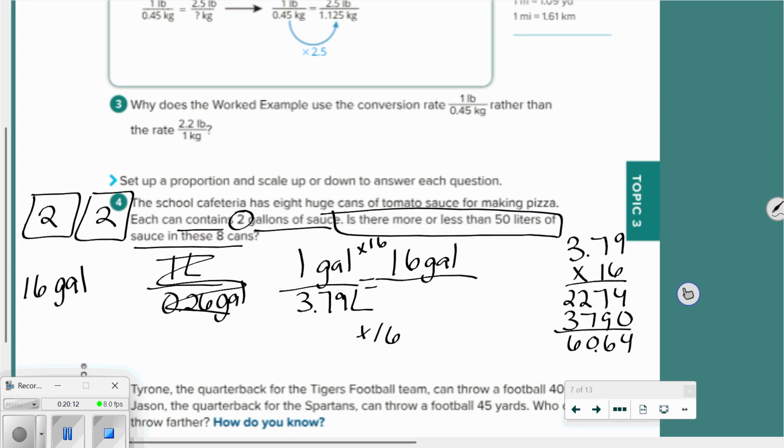First of all, if I round this to the nearest whole number, 3 and 79 hundredths turns into what? 4 times 16 is what? 64. So I know it's going to be close to 64. My answer is actually 60 and 64 hundredths. And that's liters. So is that more or less than 50 liters? More. They have more than 50 liters of sauce. Make sense? Guys, it is just making equivalent fractions. I don't know why y'all try to do it different ways. Just do it the way we do it.